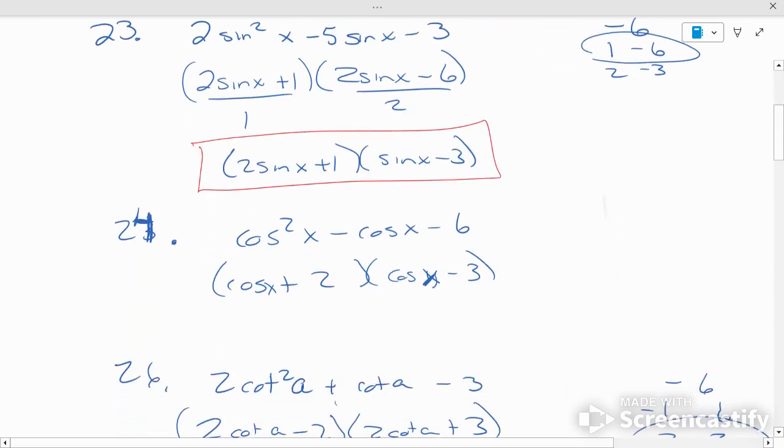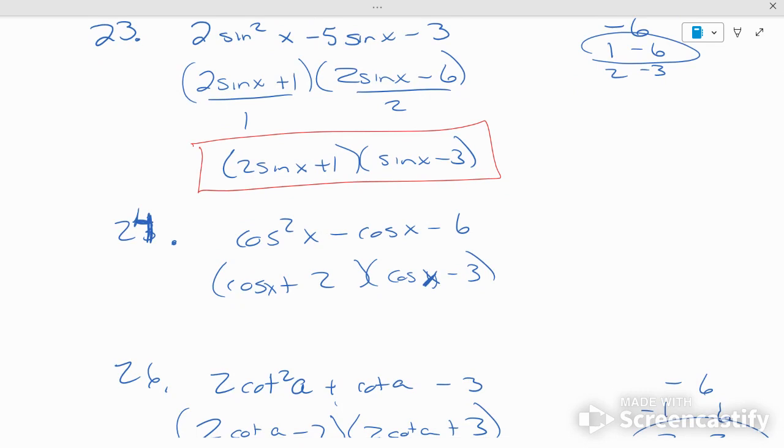Okay, good. Number 24, it's just normal factoring. 2 sets of parentheses, cosine, cosine, plus, minus, 2, 3. So it's cosine of x plus 2, cosine of x minus 3.